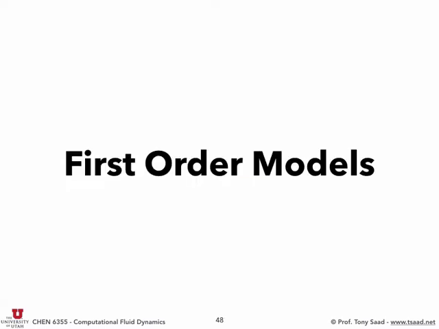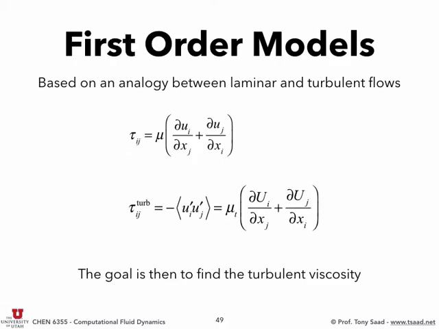First order models are based on the analogy between turbulent and laminar flow. So one could say, this looks like a stress tensor, so why don't we model it like the Newtonian stress tensor? If the laminar stress tensor is given by mu times du_i/dx_j plus du_j/dx_i, why not call the Reynolds stress tensor, here tau_ij turb, make it equal to some viscosity times the rate of strain. By the way, this is called the rate of strain tensor.